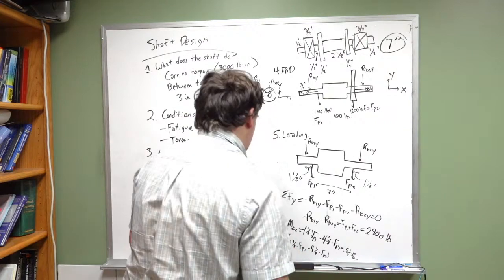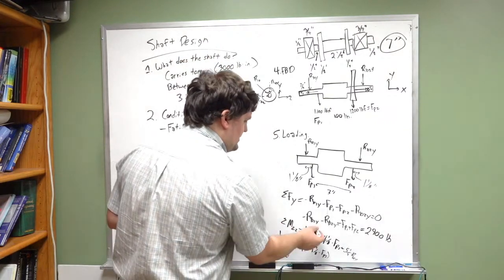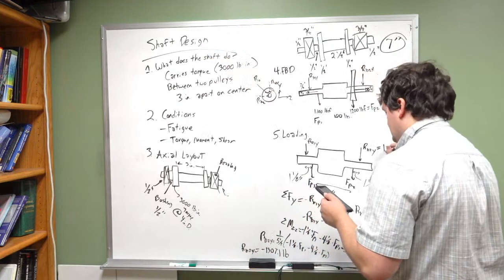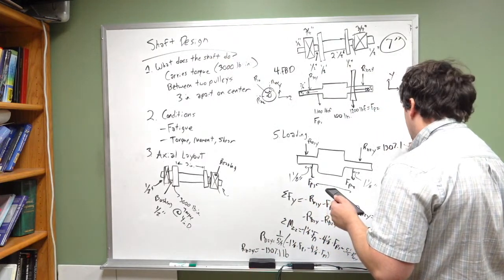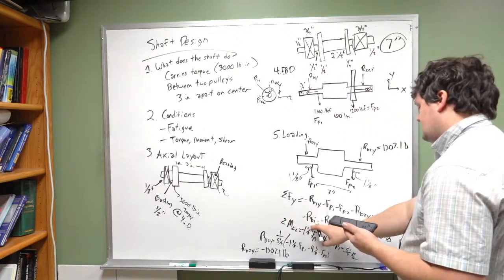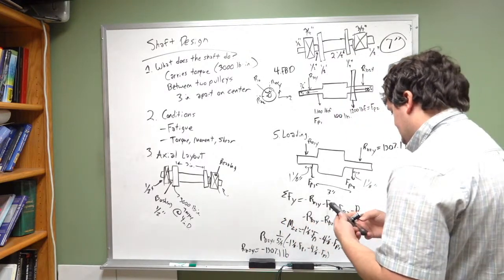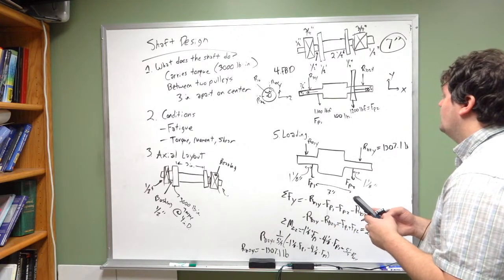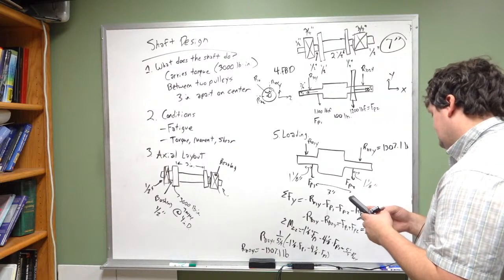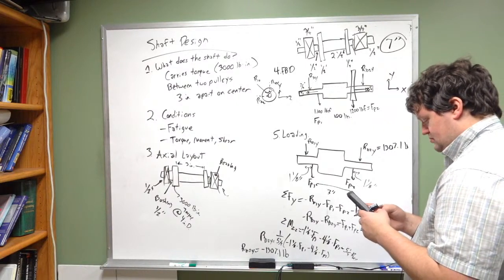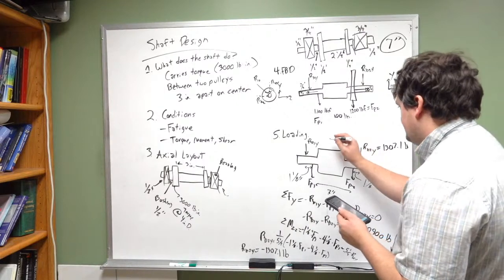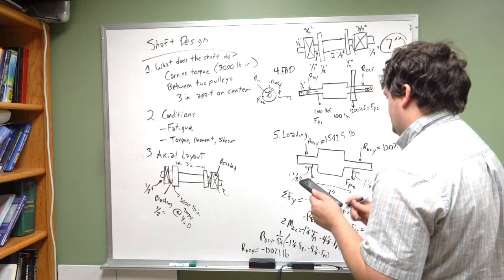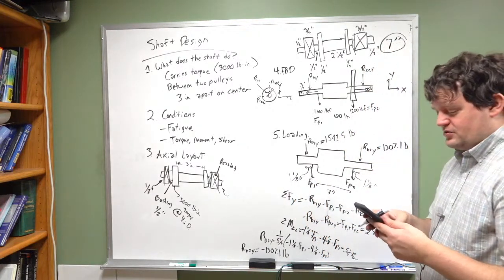negative 1,307.1 pounds. Okay, and if we plug this back into this equation, what we get is 1,307.1 pounds. We plug that back into this equation, with 2,900, and what we get is 1,592.9 pounds.